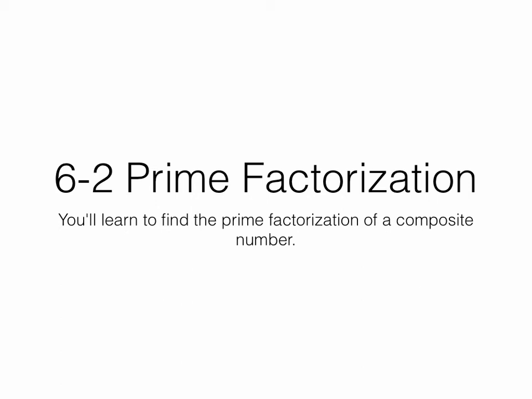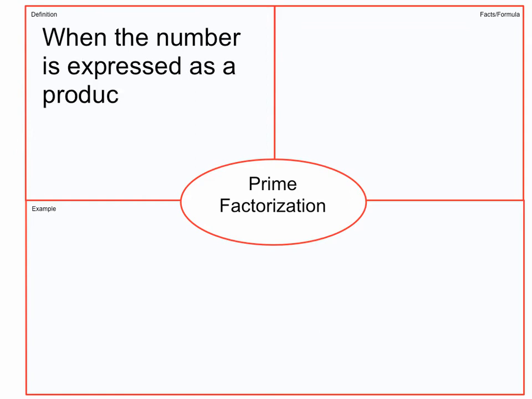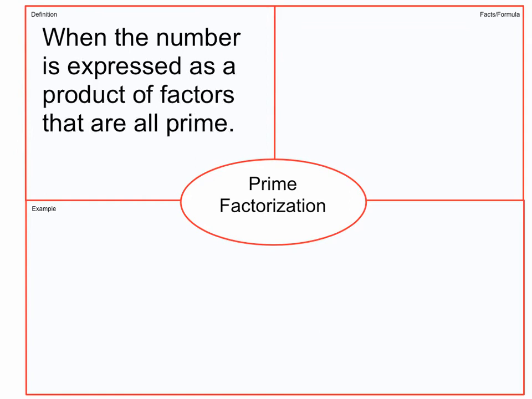Today's lesson, prime factorization. You're going to learn how to find the prime factorization of a composite number. Prime factorization is when the number is expressed as a product of factors that are all prime. Now, you may remember this from last year as creating a factor tree. So let's look at a few examples.